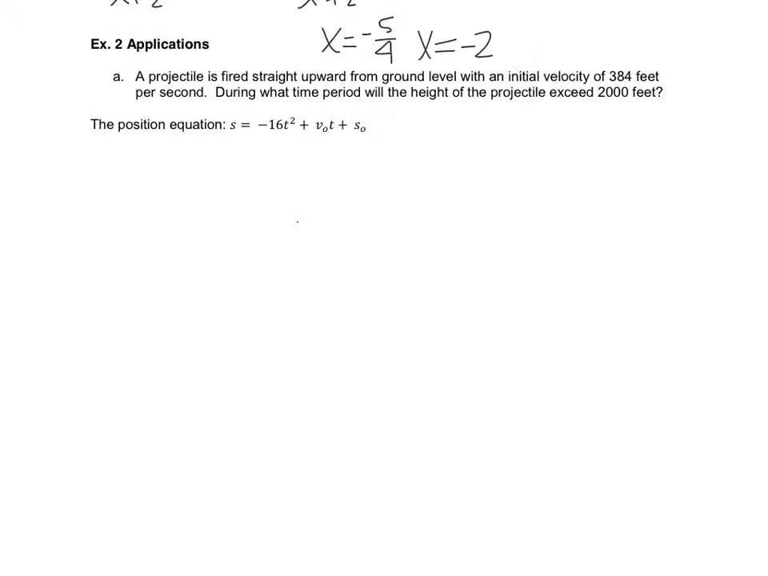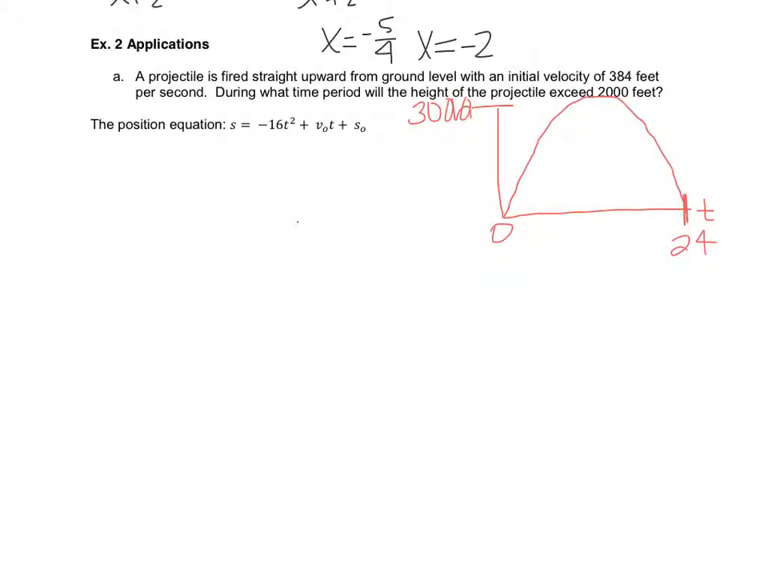So first off, let's start by drawing a picture of what this might look like. So here's 0. This is time. This is height. So I'm going to come here and put like, I don't know, 24. And come up here and put 3,000. So we've got a projectile that was fired straight upward and comes back down.